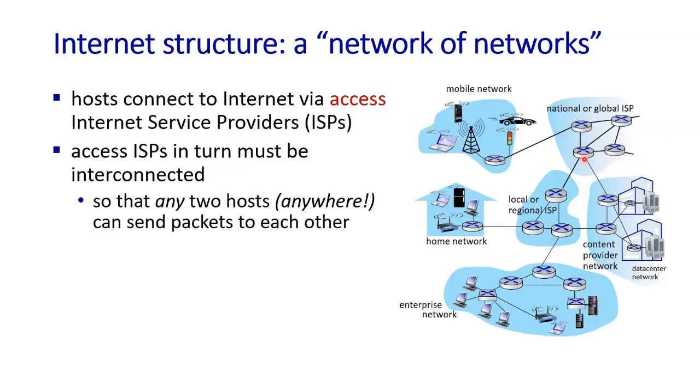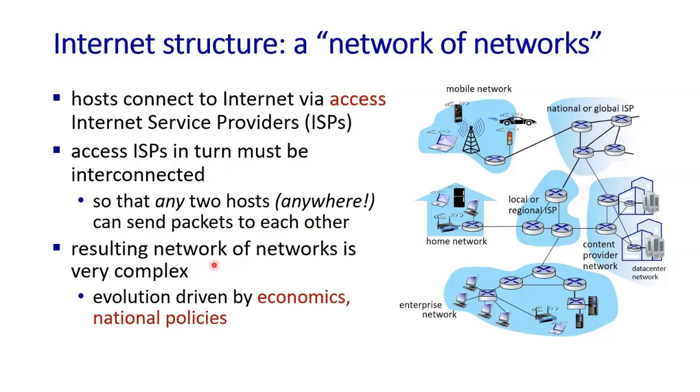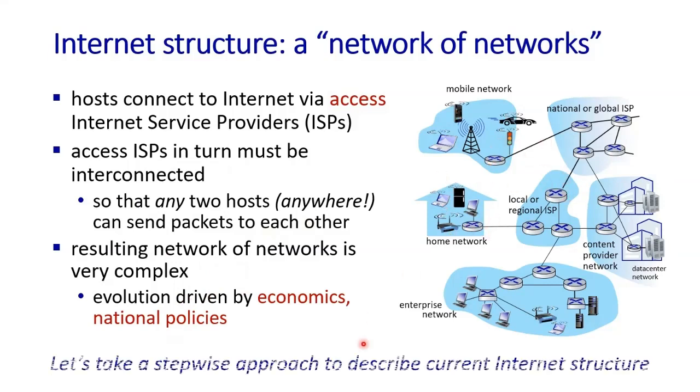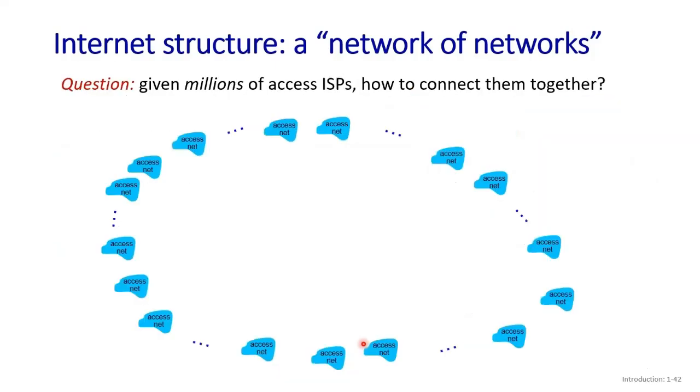These ISPs must be interconnected so that any two hosts anywhere can send packets to each other. Then the resulting network of networks is very complex. This evolution of networks is driven by economics and national policies. So let's take a stepwise approach to describe the current internet structure.